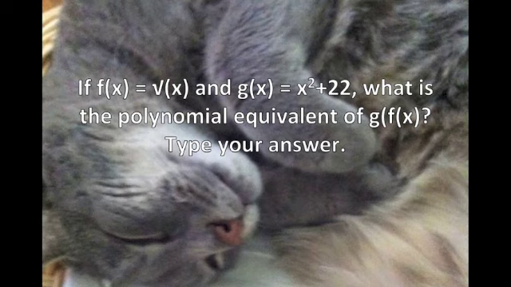Alright, so f of x equals the square root of x and g of x equals x squared plus 22. What is the polynomial equivalent of g of f of x? So, we are looking to find g of f of x. Very important that you remember this. Double check your work always. It is better safe than sorry. Too many kids have failed because they haven't gotten that right.